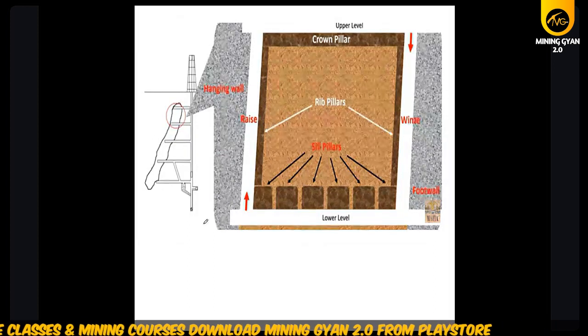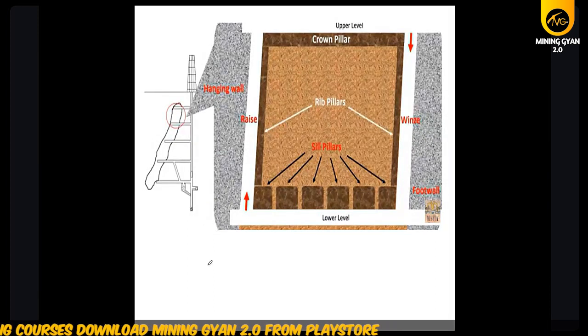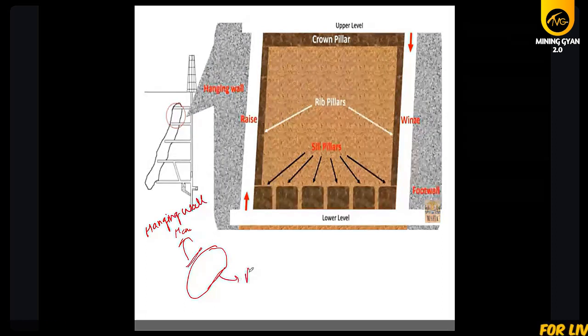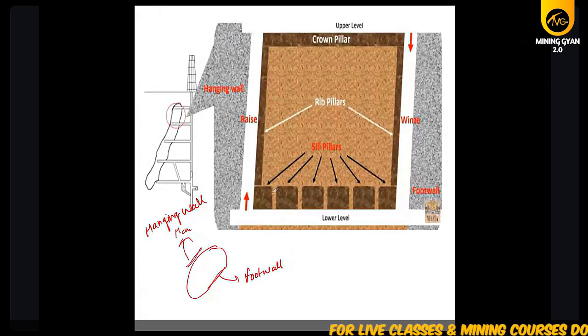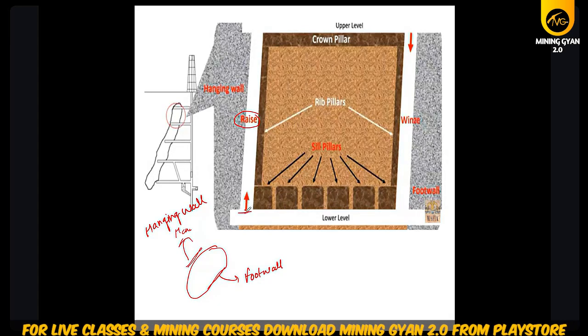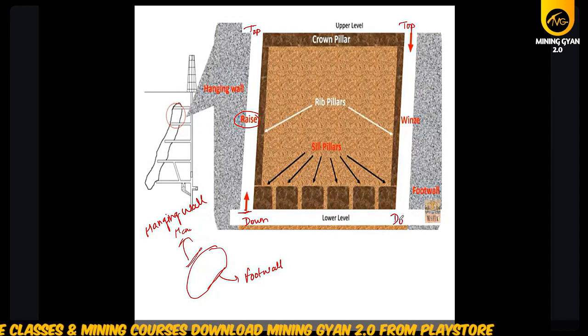Okay. So yesterday I also told you that if this is your ore body, the overlying strata is the hanging wall, and below this strata is known as the foot wall. Okay. So in this is the stope. So I told you that this is a raise if you go from down to top, and this is a winze if you come from top to down.